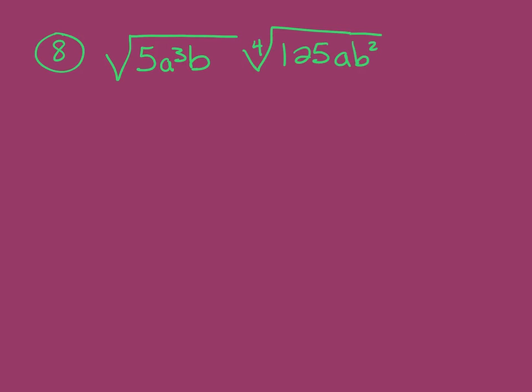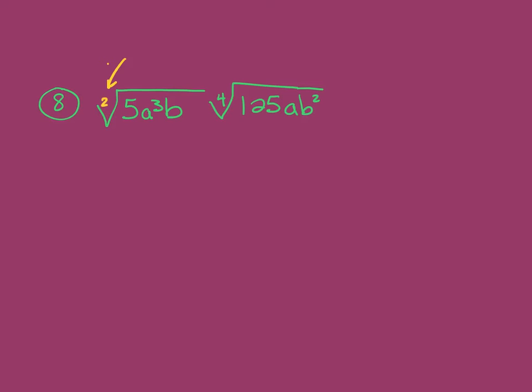Number 8, square root of 5a cubed b times the 4th root of 125ab to the second power. So again, we're butting up against each other 2 radicals, so we're multiplying. And if we're going to multiply the numbers inside, the indexes need to be the same. Here the index is 2. So just like on the last one, we're going to multiply by 2 so that our indexes will be the same. And we've got to multiply each exponent inside by 2 also.